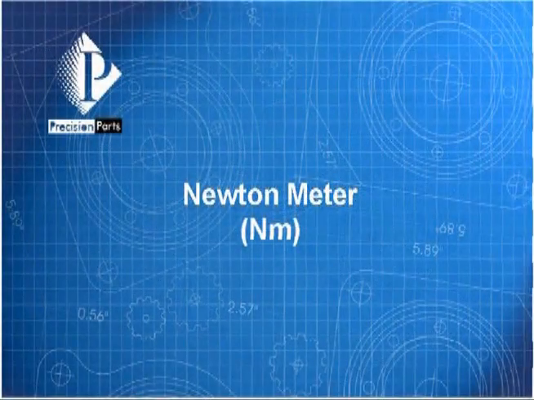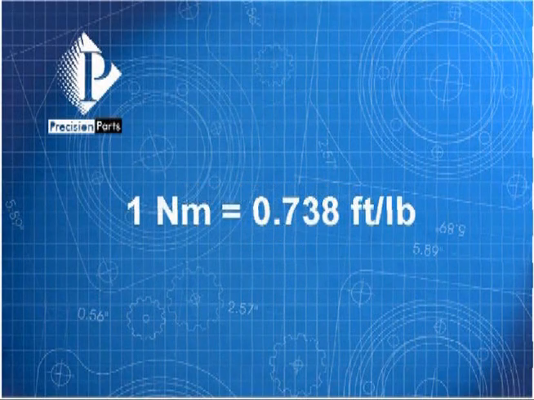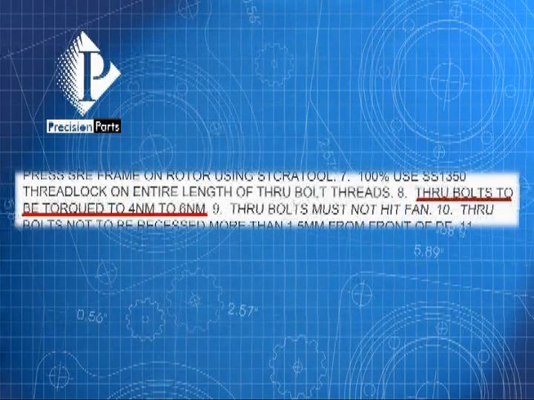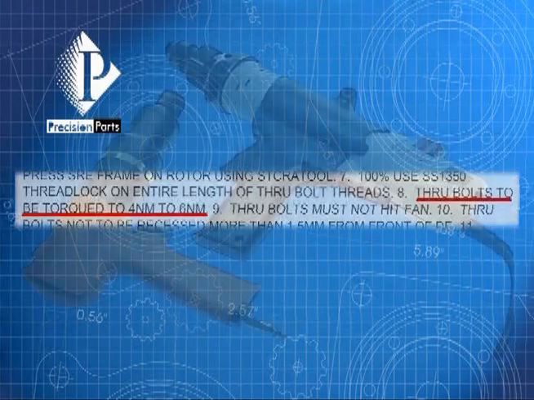PPR specifies torque in Newton meters. 1 Newton meter is approximately equal to 3/4 foot-pounds. PPR uses Newton meters as a standard because it is the metric designation for the specification of torque. PPR engineering uses the production work order to communicate to you the torque specification for fasteners. This particular PWO is calling for the through bolts to be torqued to between 4 and 6 Newton meters.